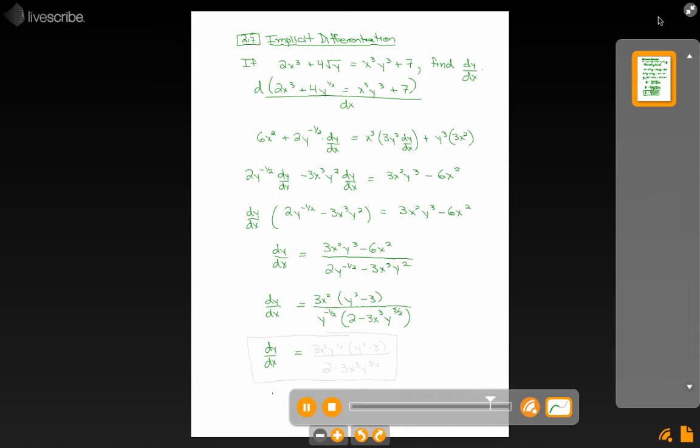You'd probably write that as 3x squared y to the 1/2 times y cubed minus 3, all of that divided by 2 minus 3x cubed times y to the 5 over 2. An equivalent but simplified expression for that derivative. And again, dy by dx is totally equivalent to y prime. If you decide to use y primes instead, sometimes these things look a little bit neater and tidier.